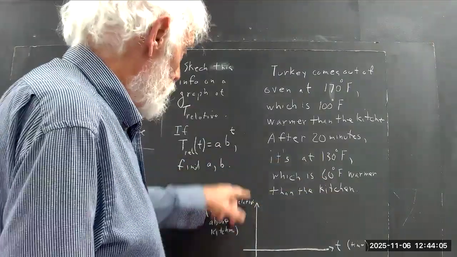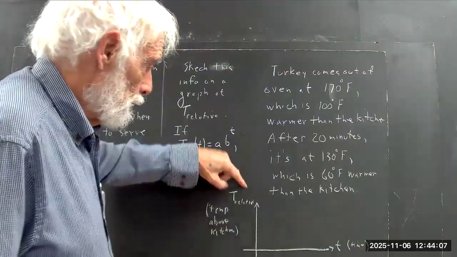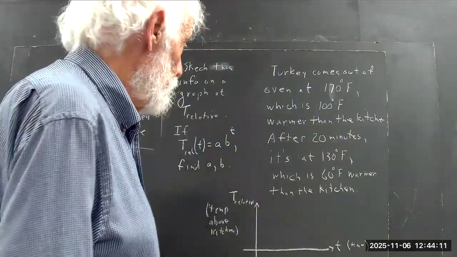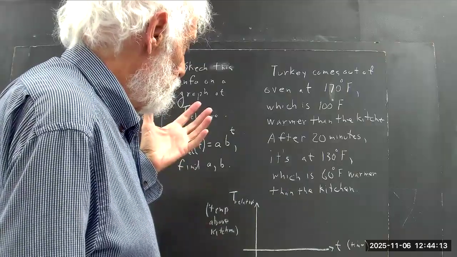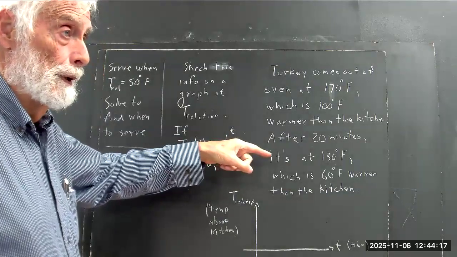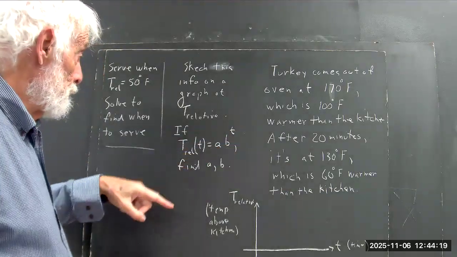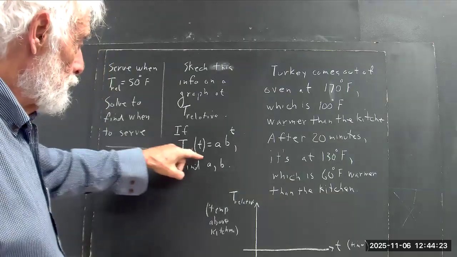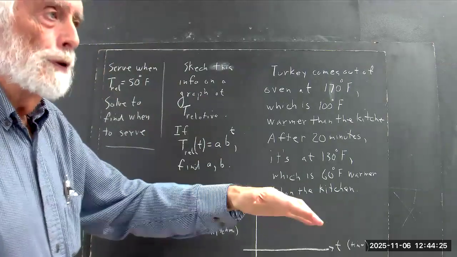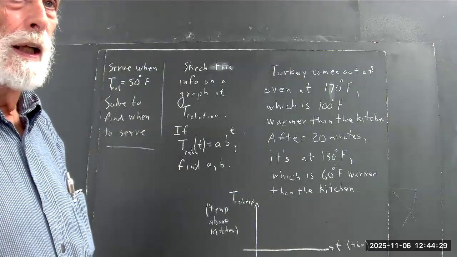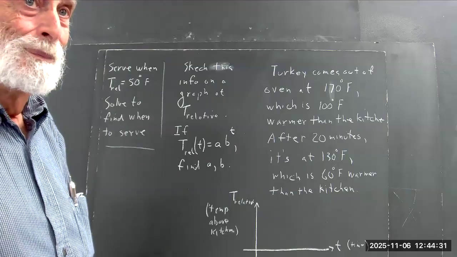First thing, take a graph of relative temperature versus time, slap a scale on it, and plot 2 points corresponding to the information I've given you. Then, assuming that the turkey approaches room temperature exponentially, which isn't really true when it's really hot and evaporating a lot, but we'll pretend it is.